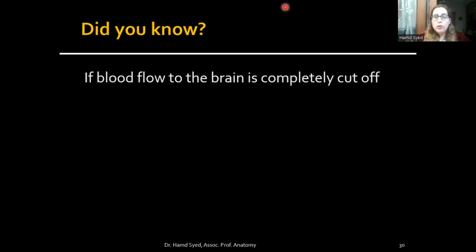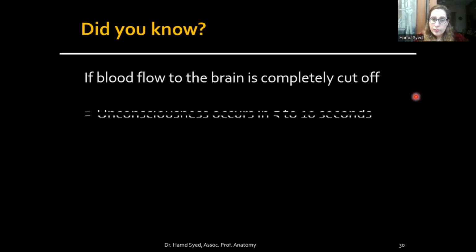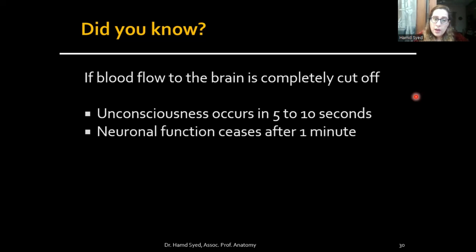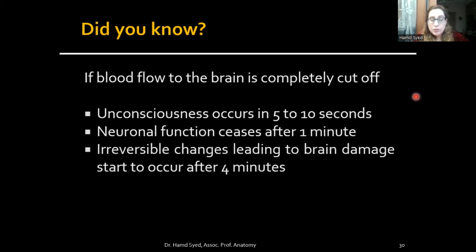Okay, now before we go any further, there are some basic facts you need to know. What happens if the blood flow to the brain is completely cut off? Well, in that case, we would lose our consciousness within 5 to 10 seconds, and the function of the brain neurons would stop after about 1 minute, and irreversible changes leading to brain damage start to occur after 4 minutes.